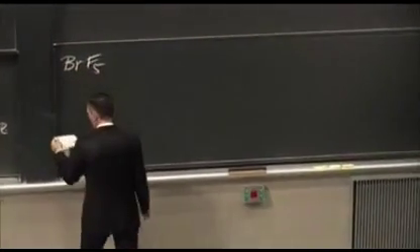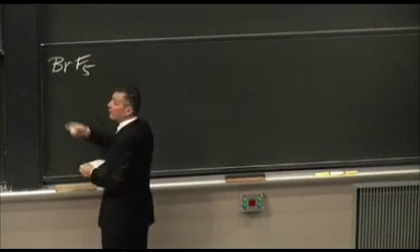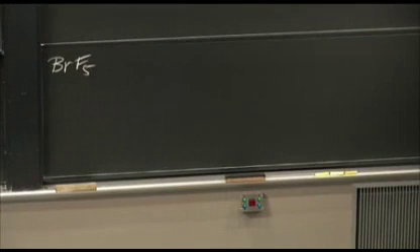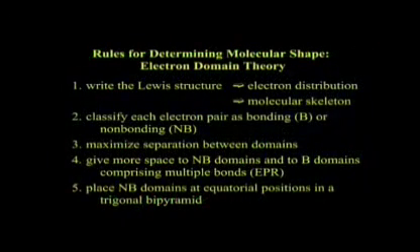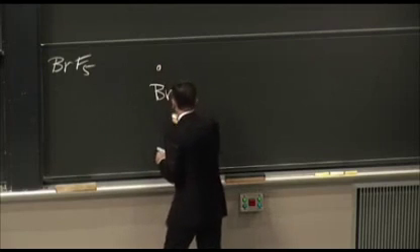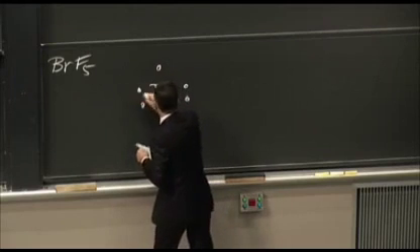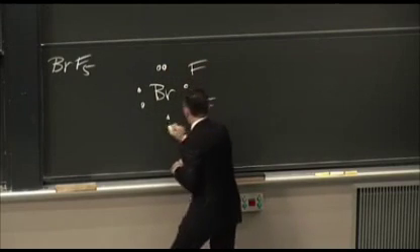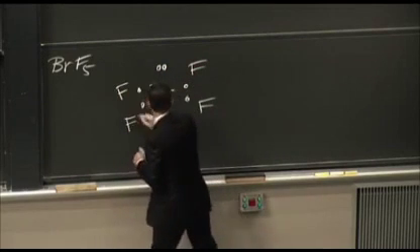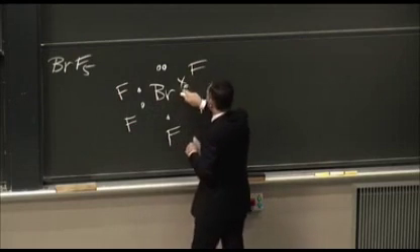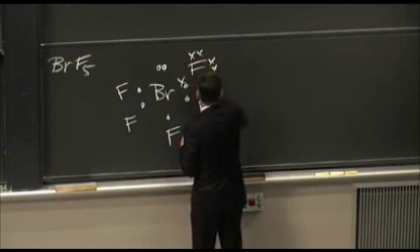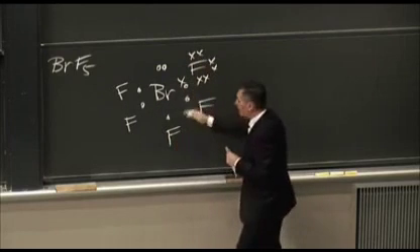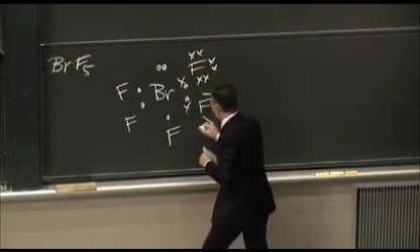Bromine pentafluoride. So let's go back to the VSEPR rules. OK, VSEPR rules. So I put bromine in the center, and it's got 7 valence electrons. 1, 2, 3, 4, 5, 6, and I'll put the 7th up here. And I'm going to bring in the fluorines. 1, 2, 3, 4, 5. And just as before, there's 1, 2, 3, 4, 5, 6, 7. So you get a bond with each fluorine.